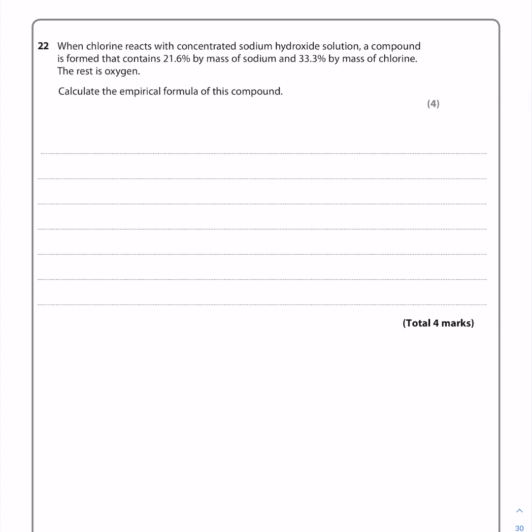Question 22: when chlorine reacts with concentrated sodium hydroxide solution, a compound is formed that contains 21.6% by mass of sodium, 33.3% chlorine, and the rest is oxygen. So first we will calculate the percentage of oxygen by doing 100 minus the sum of 21.6 plus 33.3, which comes to 45.1%. So the oxygen is 45.1 grams, its mass.